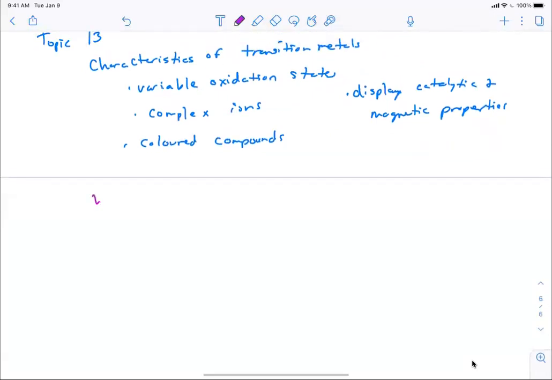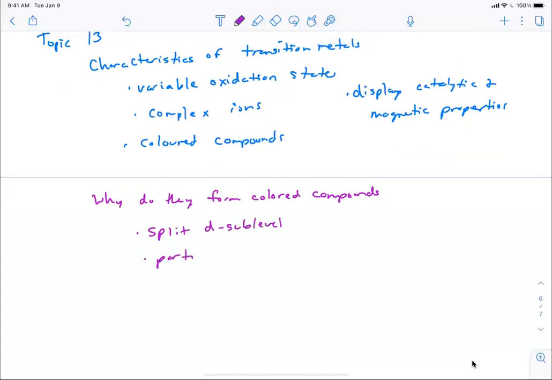We will put in here why as well. It's not explicitly stated, but it is something they like to ask about a lot. Why do they form colored compounds? Structurally, it is the split d sublevel having a partially filled d sublevel as well.